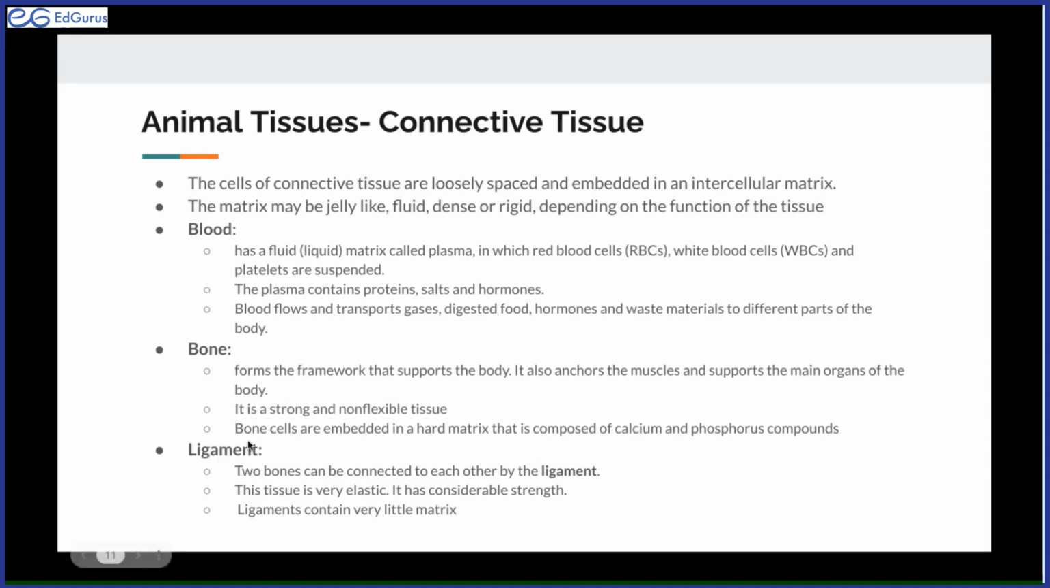Now, the third type of connective tissue is called ligament. Now, what is a ligament? Ligament is a connective tissue that connects two bones together. So obviously bone is a connective tissue, but bones also need to be connected together. So this is done by another connective tissue that is called the ligament. This tissue is very elastic, it has considerable strength, and has very little matrix. Meaning, the glue that binds the cells together is very less in a ligament. And the main function of a ligament is to connect two bones.